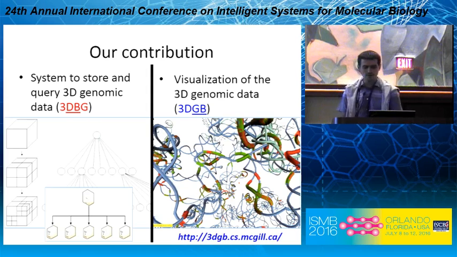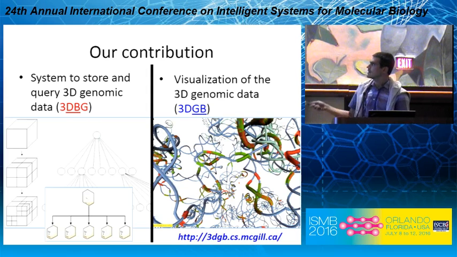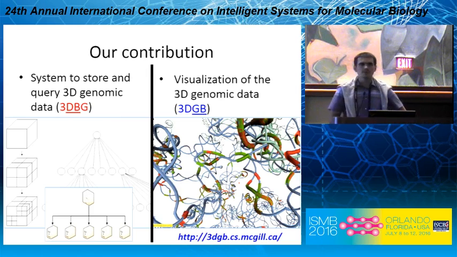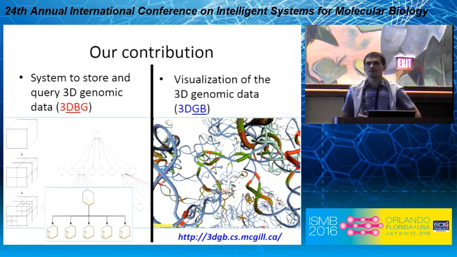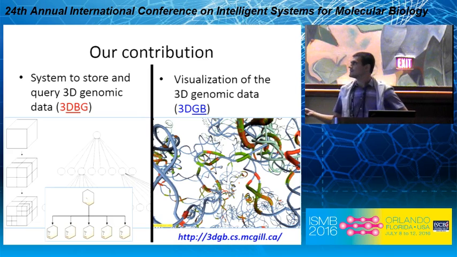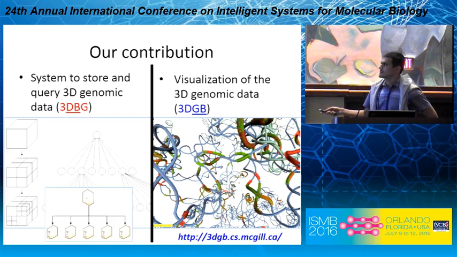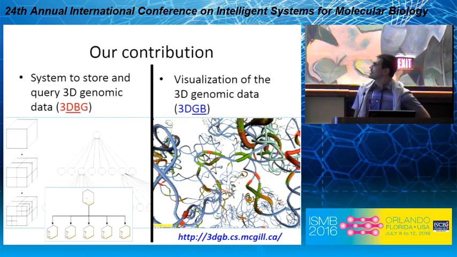We were working in two different areas. The first one is trying to store and access the 3D genomic data. So the question was, is it possible to efficiently store and, more importantly, efficiently retrieve the 3D genomic data? That's why we created 3DBG, which is the three-dimensional database for the genome. It's quite hard to understand, but it is.